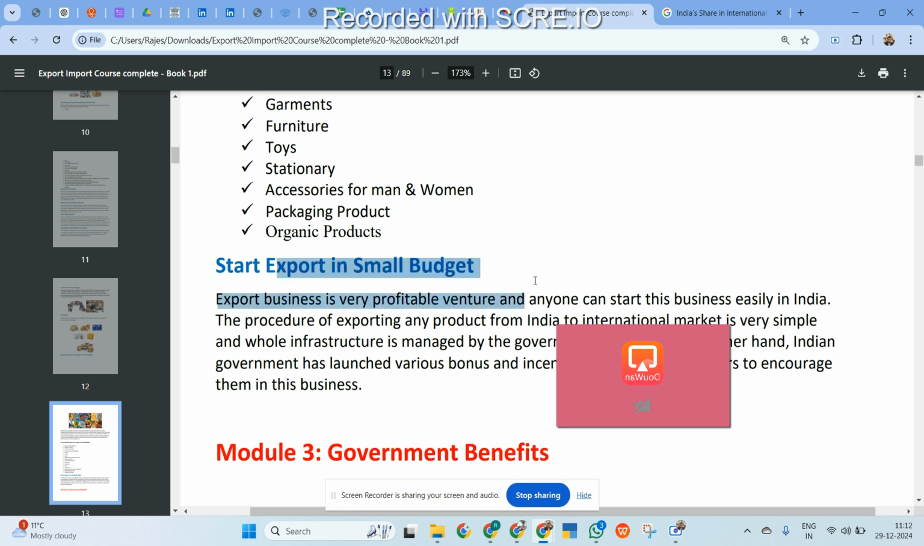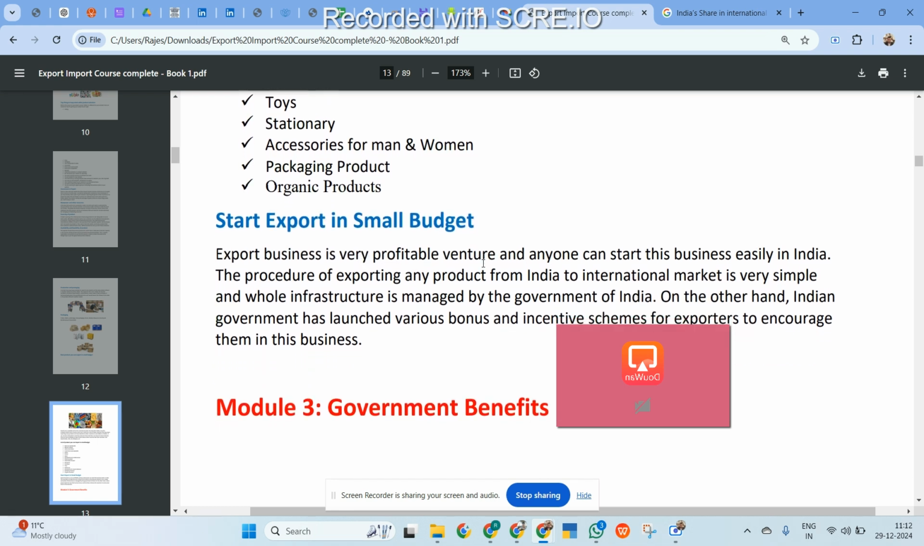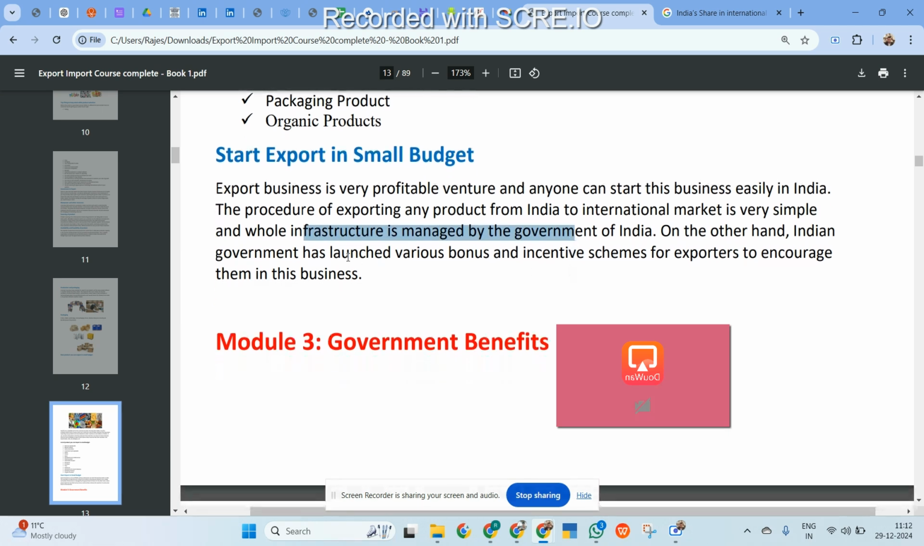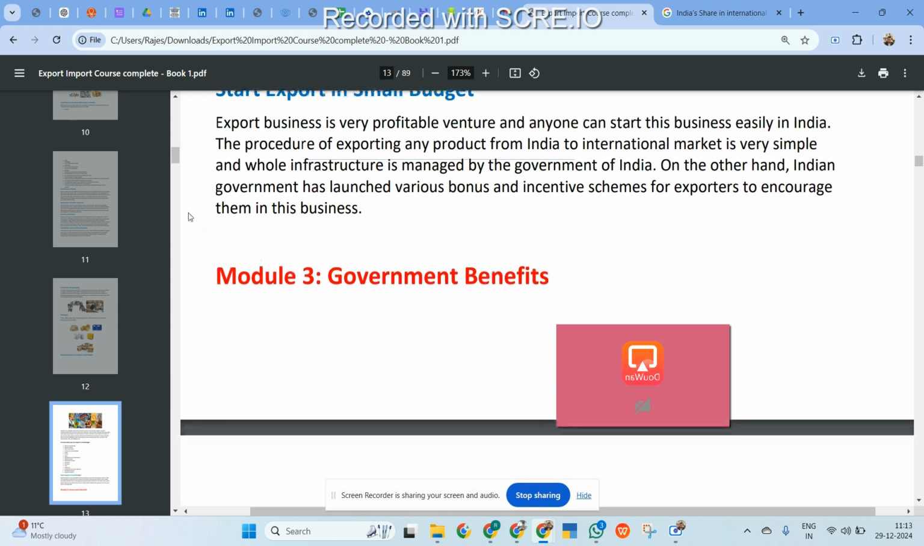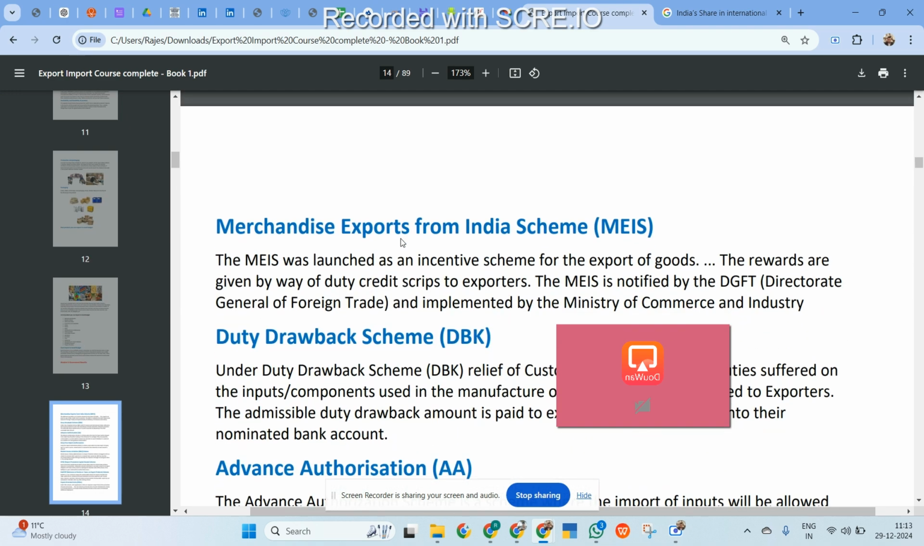Start export import in a small budget. Export business is a very profitable venture and anyone can start this business easily in India. The procedure of exporting any product from India to the international market is very simple. The whole infrastructure is managed by the Government of India. On the other hand, the Indian government has launched various bonus and incentive schemes for exporters to encourage them into the business. Government benefits. What are the government benefits?